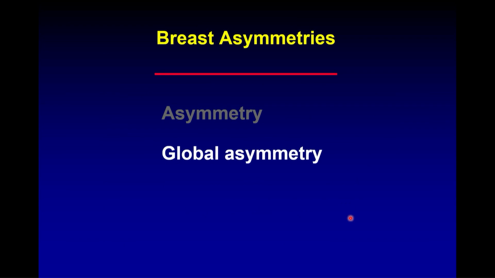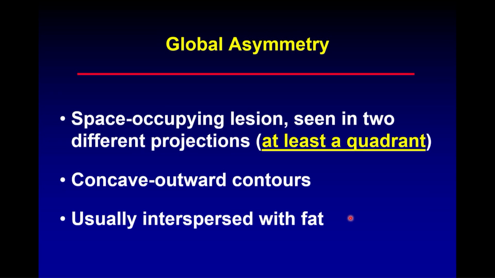That's sort of the theory on asymmetry. Now, what's global asymmetry? Well, global and focal, which we'll get to next, are real findings. They're seen on 2 different projections, although there's a little bit of a thing about tomo there, which may be okay. But it's a real finding. You know for sure it's there. It's not superimposed tissue. The thing that makes global asymmetry stand apart is that it's large. It occupies at least a quadrant of the breast.